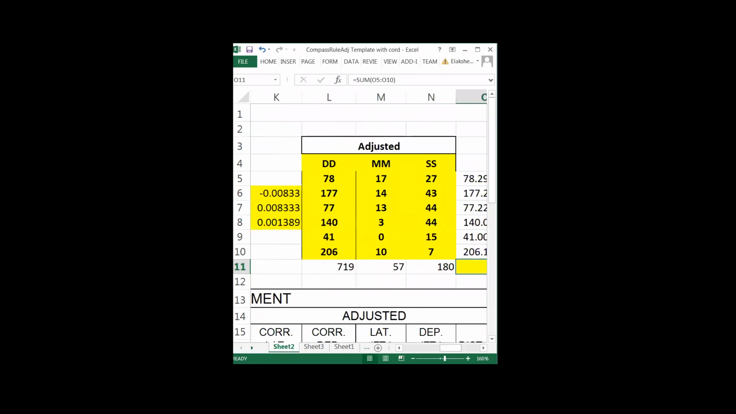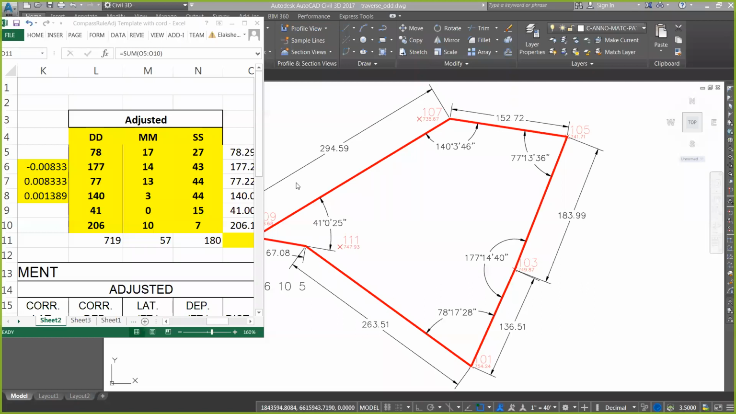So if I can get my desktop here, these numbers are different. So here, for example, I have the 78, 17, 28. Adjusted is 78, 17, 27. So don't let this confuse you. Let's call these the true, although they are not true. These are measured, let's say, with the GPS. These ones are after you adjust.